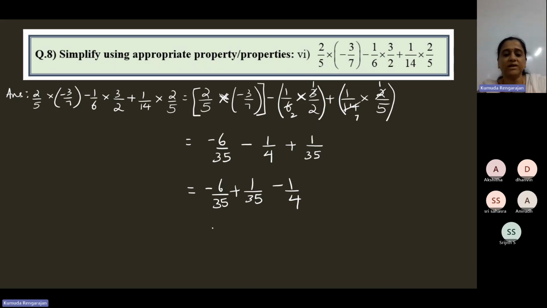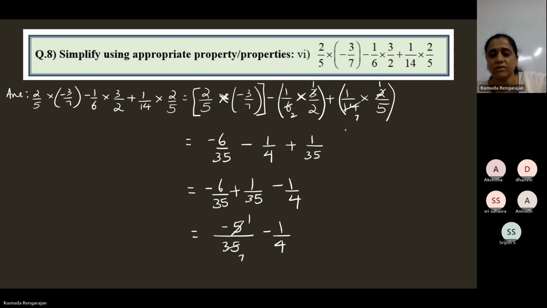So see, you can change it like this. So 35 is the common denominator. Minus 6 plus 1 is minus 5, minus 1 by 4. 5 1s are 5, 5 7s are 35. So it is minus 1 by 7 minus 1 by 4.